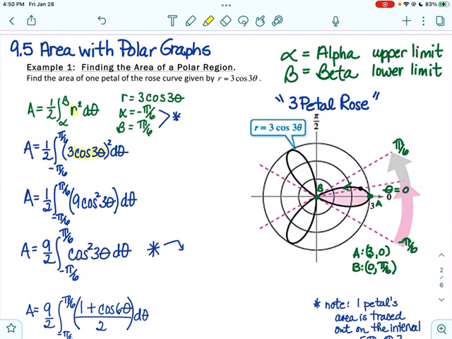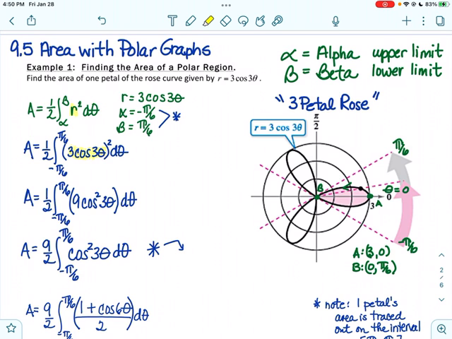Okay, so making sure you review that from the 9.4 notes, graphing polar graphs. So here's what we're going to do. You might wonder, and we talked about it a little bit, how do we get the limits of integration for this? How do we set this up? Noting that alpha is the upper limit, beta is the lower limit, right?